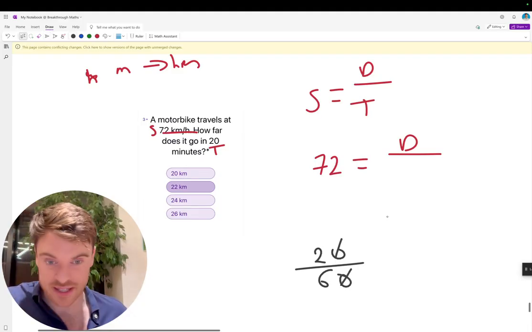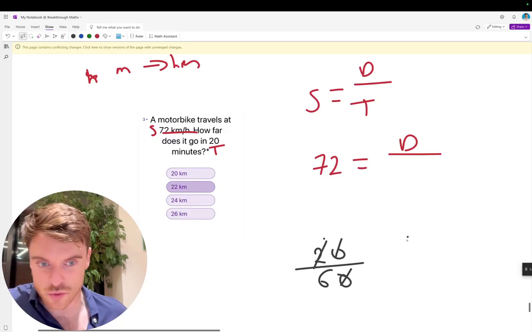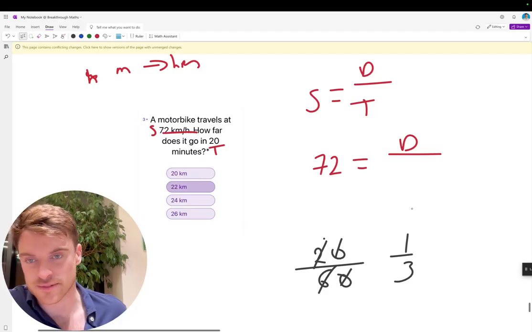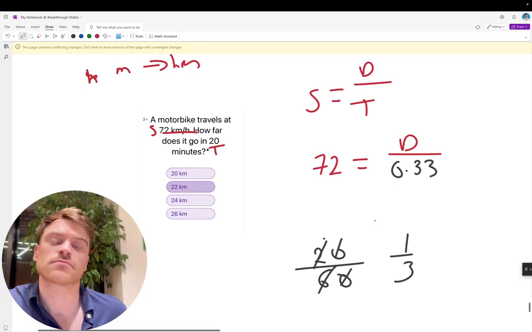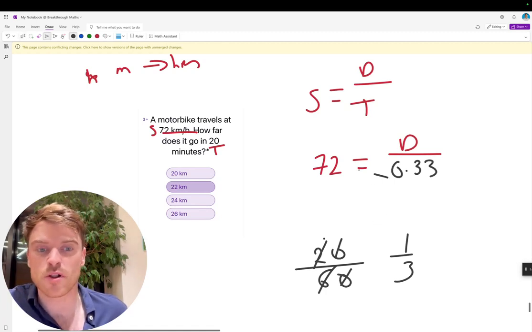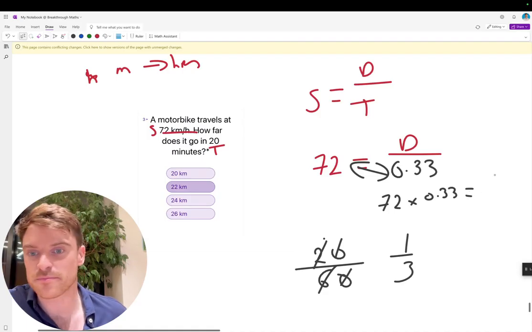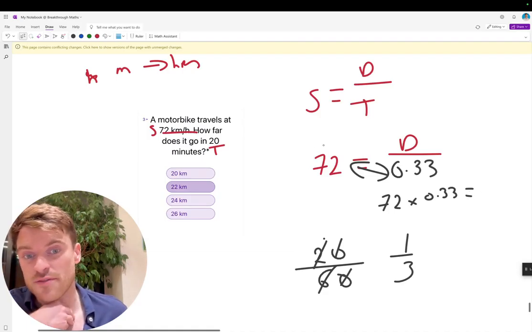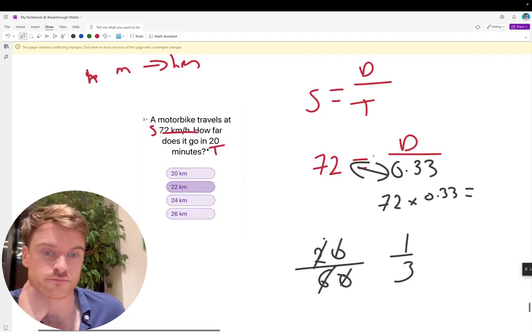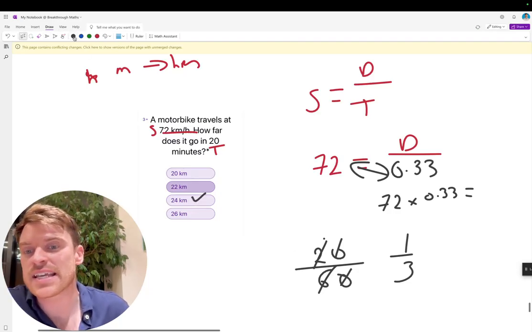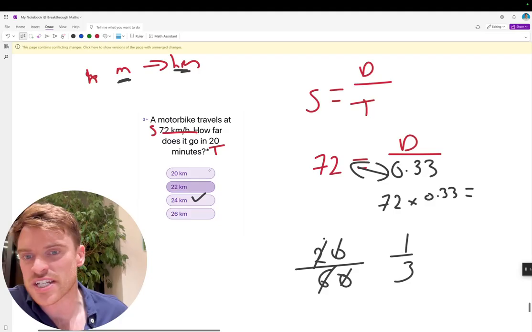So you're talking about how much of it is in the hour. 2 into that goes once, 2 into 6 goes 3. So it's a third of the hour, 0.33. Then to get the distance, you just multiply 72 by 0.33. What's that give you? 3 into 7 goes twice, remainder 1, 3 into 12 goes 4. So 24.